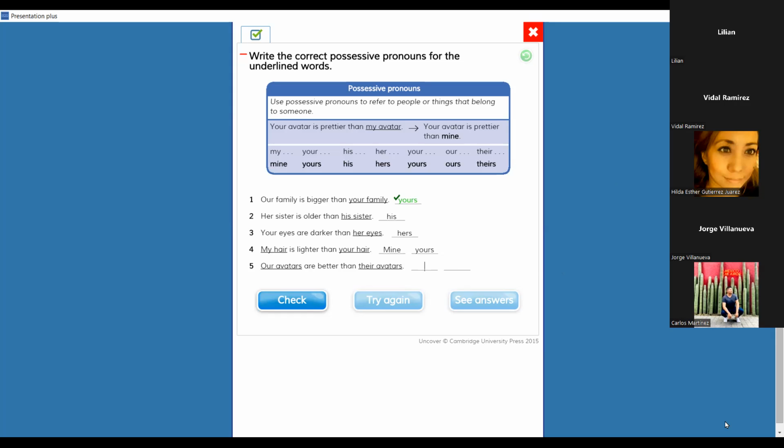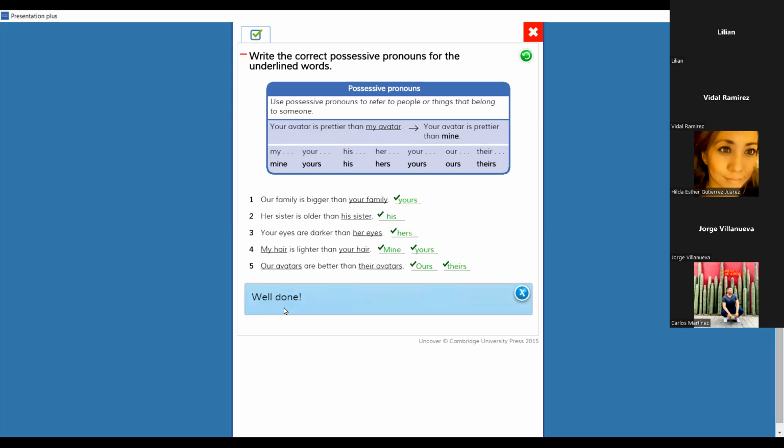I'm going to ask Lillian, number 5. Our avatars are better than their avatars. En esa sería como la de arriba, ¿no? Sería ours y sería theirs. Exactly. You're absolutely right. Ours are better than theirs. There you go. That's it.